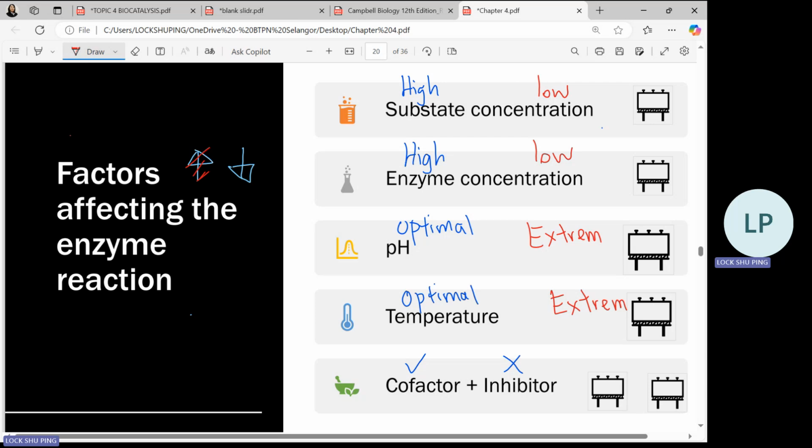So when we want to give the factors that lower the enzyme reaction, we cannot use the word high or low. We need to use the word extreme. Extreme high and extreme low of pH, extreme high and extreme low of temperature, and then absence of cofactor, and presence of inhibitor. So again, 6 factors that can lower the function of the enzyme. So these are the 6 factors. Hopefully you all can understand.